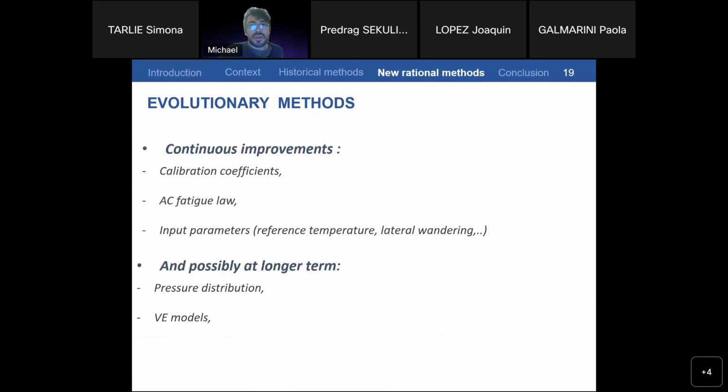The rational method is an evolutionary method, so there is continuous improvement on it, about the calibration coefficients, about the asphalt concrete fatigue laws, about the input parameters like the reference temperature, the lateral wandering, and possibly, in the long term, introducing viscoelastic models, taking into account non-uniform pressure distribution, etc.